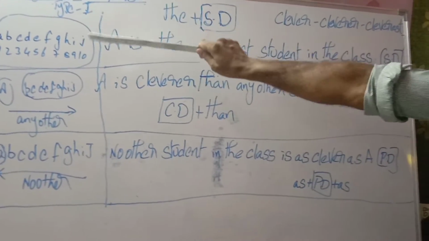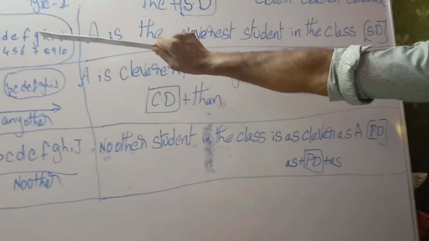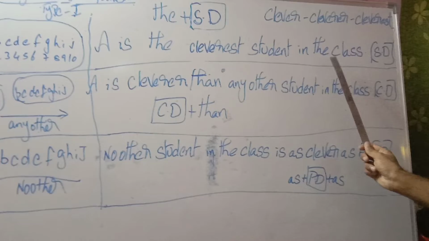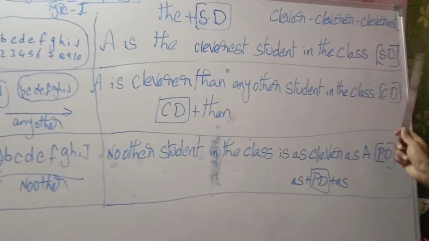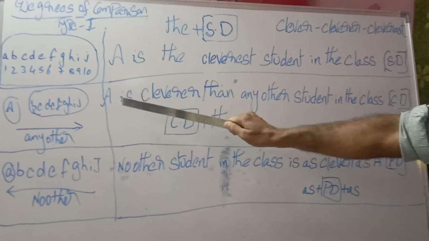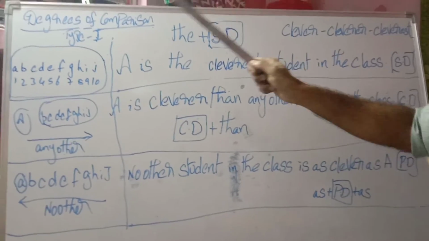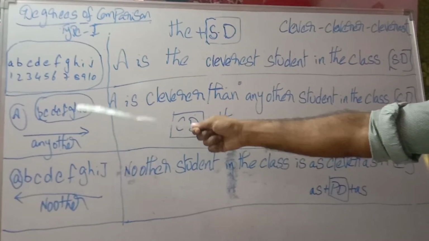So this is a classroom. These are the students. These are the ranks they got. According to this, A is the only one who got first rank. So A is the cleverest student in the class. Superlative degree. If you want to convert that into comparative degree, we have to compare this A with the remaining. So we have to make the remaining into a group and we have to name that group. That is "any other".